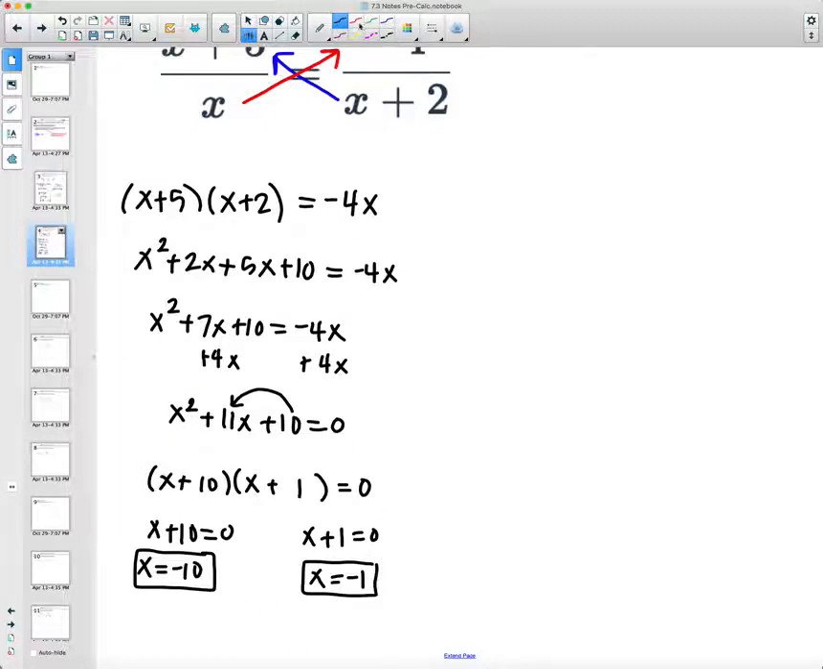So here are our two possible solutions. We'll again check them in here. Does negative 10 or negative 1 make either of these denominators 0? It does not. So both of them are solutions. Our solutions are negative 10 and negative 1.